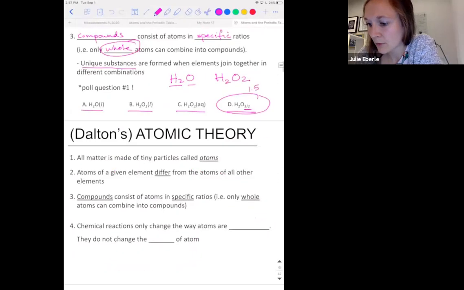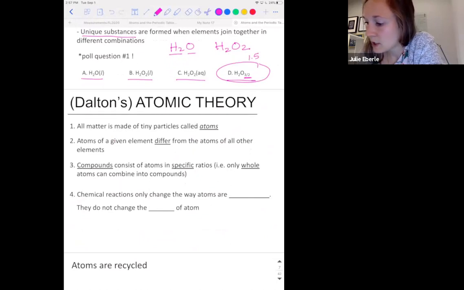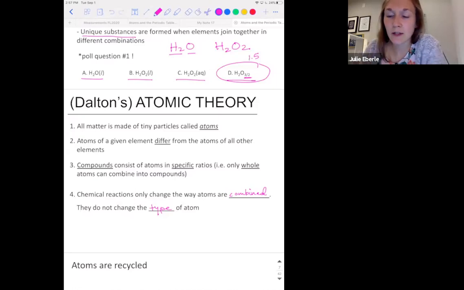Okay, part number 4. This is the last part of Dalton's atomic theory. I'm going to close the poll. Chemical reactions only change the way atoms are combined or arranged. They do not change the type of atom. Okay, so we can't take an atom of iron and just turn it into an atom of silver. You can't. They only rearrange them. They break bonds and they form up with other atoms, but they don't change what kind of atom they are.